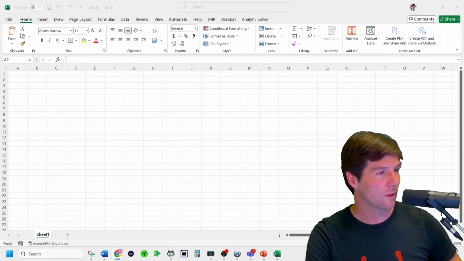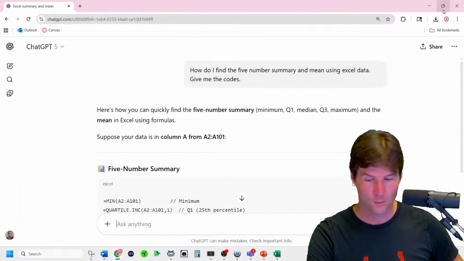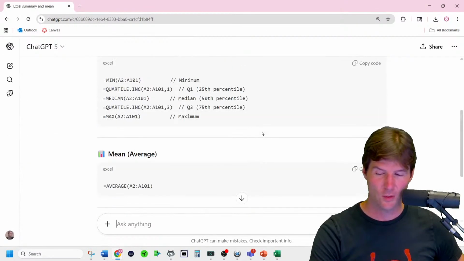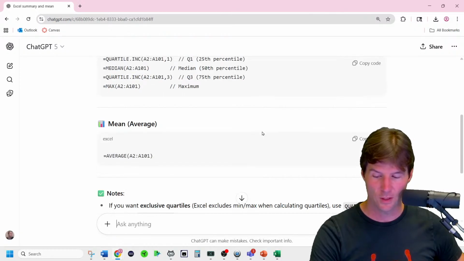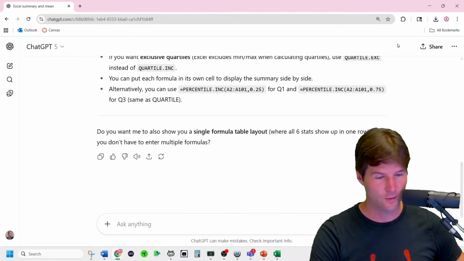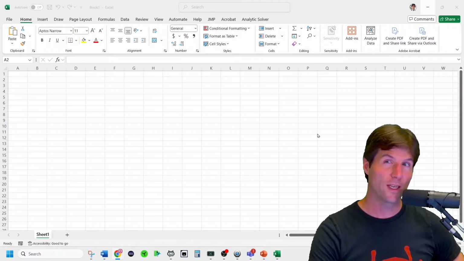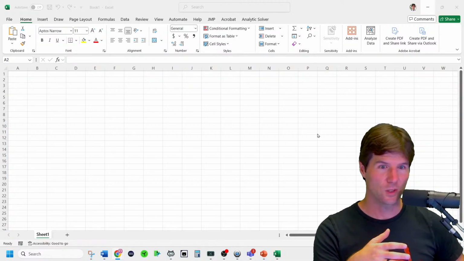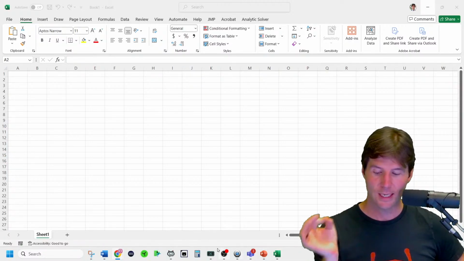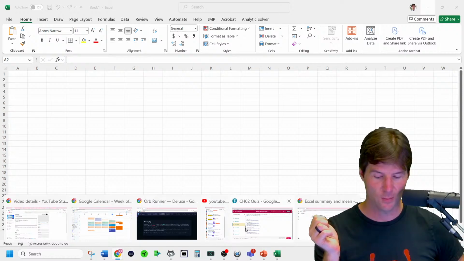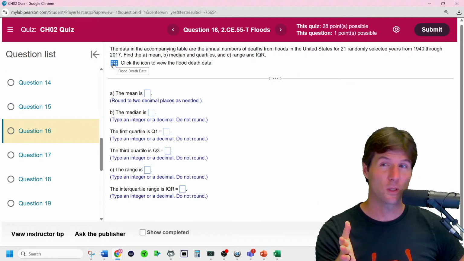I guess it pulled up right here. There we go. So it's writing all these different codes to do in Excel. There's the code for the average and all these different things. What we need to do right now is take this data and bring it to Excel. Who follows me on this? We're going to take this data from the Pearson question and bring it to Excel.